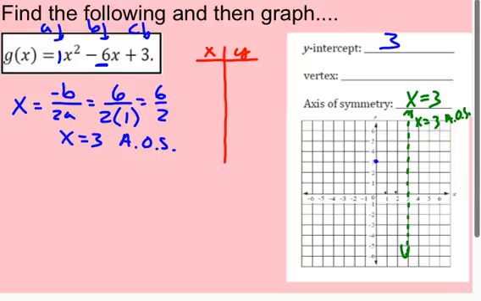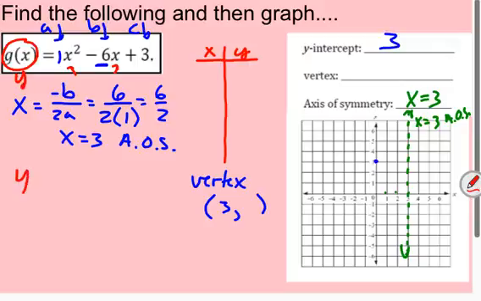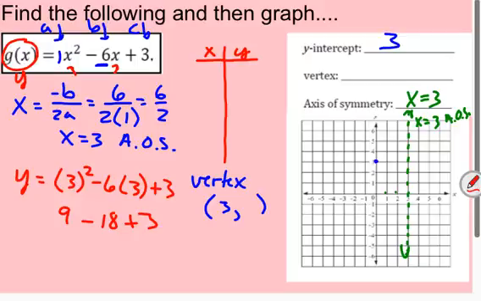But that gives me one thing. That gives me the x value of my vertex. I'll put vertex right here. I know that 3 is going to be the x value of my vertex. To find the y, I'm going to plug 3 in for x right here and evaluate it. Now this g of x is the same thing as y, so I'm just going to write y equals 3 squared minus 6 times 3 plus 3. This is 9 minus 18 plus 3. 9 minus 18 is negative 9. Negative 9 plus 3 is negative 6. So my vertex is (3, negative 6).